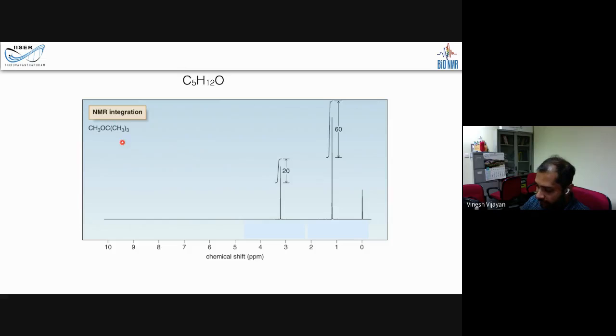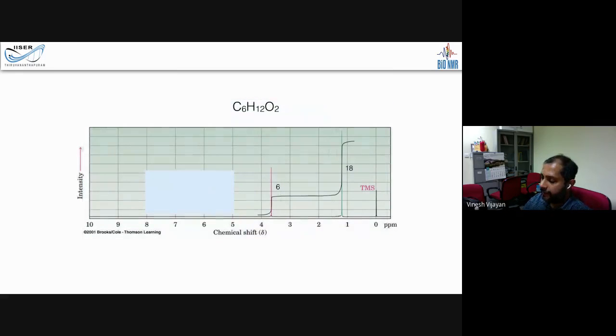All these 9 hydrogens are attached to a carbon, which is attached to another carbon, which is attached to an oxygen. While this methyl is attached directly to an oxygen. So that comes at greater than 3 ppm, it is more deshielded, and the other is more shielded. So CH3O, CCH3 thrice. That satisfies the 5 carbons also: 1, 2, 3 carbons here. So that is C5H12O, with a single oxygen.